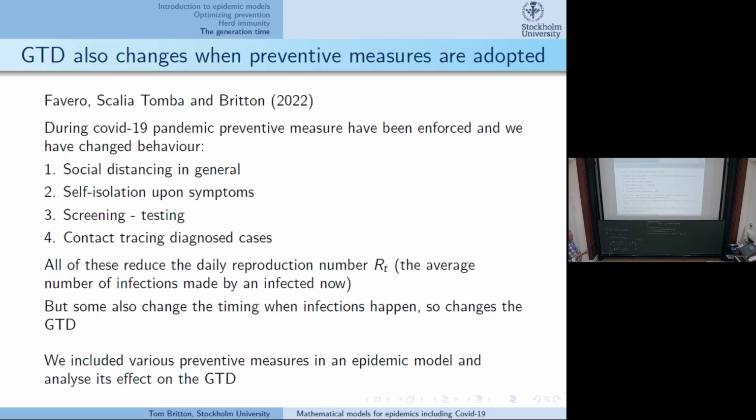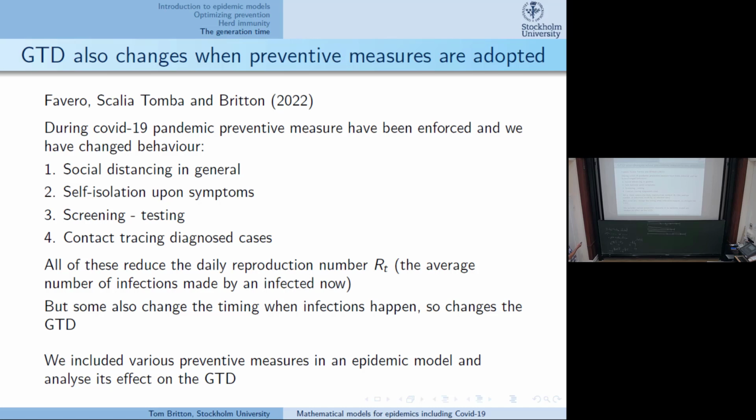No, sorry, social distancing has no effect on the generation time. Because if you tell everyone to take social distance, that has no effect on the generation time. I can't go into details, maybe you can ask Martina afterwards, she's better at this. Self-isolation does shorten it, screening also shortens it, contact tracing also shortens it, but this one is the most complicated to analyze mathematically, but I will not show any of the analysis.